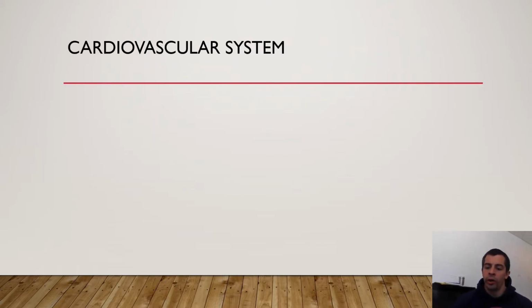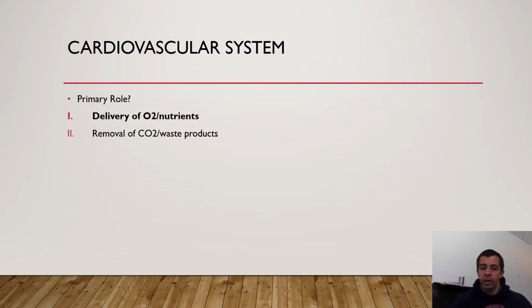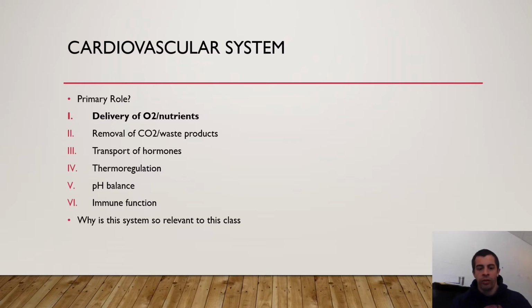Okay, so we're starting with the cardiovascular system. So what is the primary role of the cardiovascular system? Well, it's got many roles, right? But our role that we're going to focus on today is delivery of O2 and nutrients, and in part, removal of CO2 and waste products, right? These other roles we're not really focusing on today. Transport of hormones, thermoregulation, pH balance, immune function, right? But specifically 1 and 2 are particularly relevant.